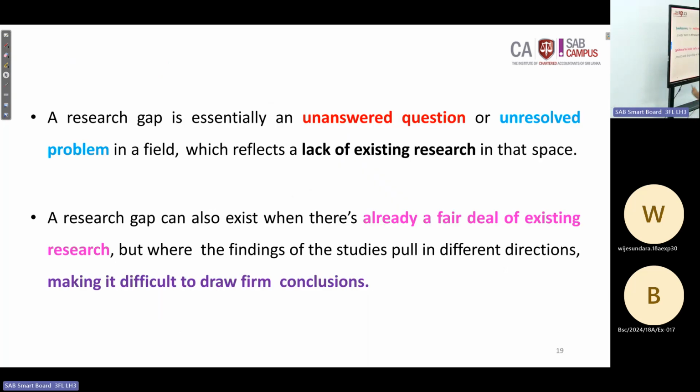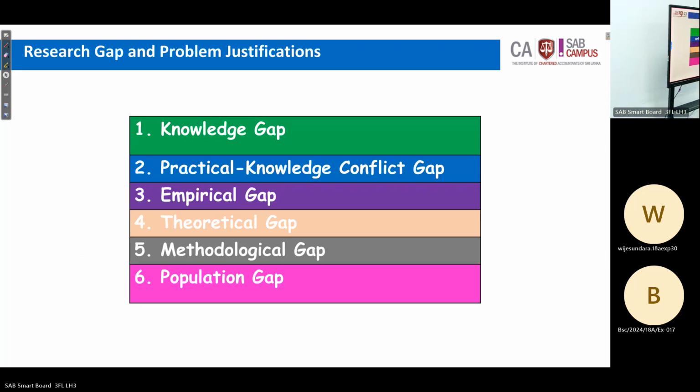Okay, so this is the theoretical thing. How many gaps do we have? A lot of gaps. I am discussing the 6 gaps here. The first gap, what is it?